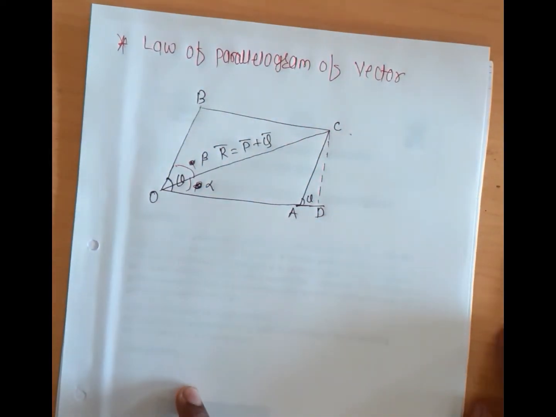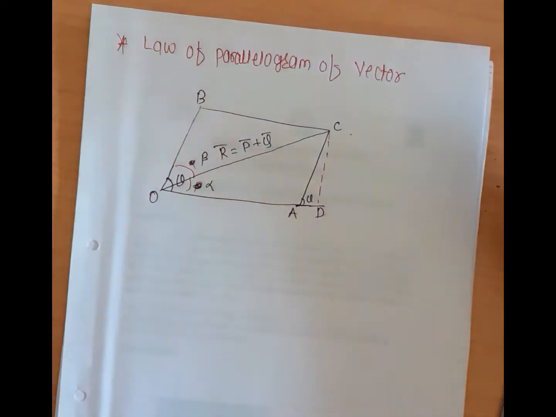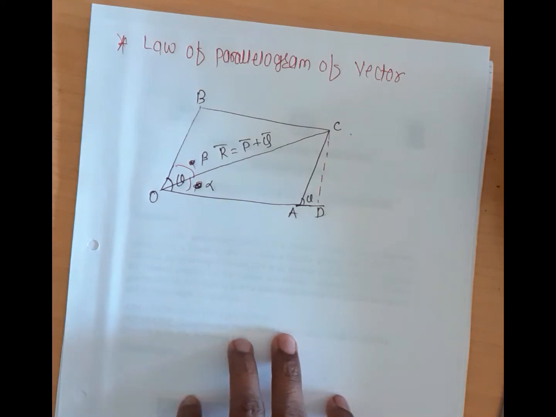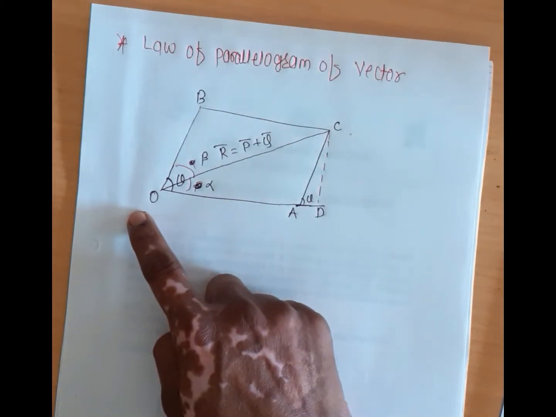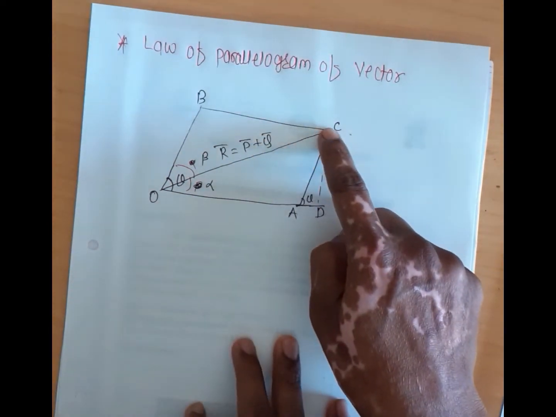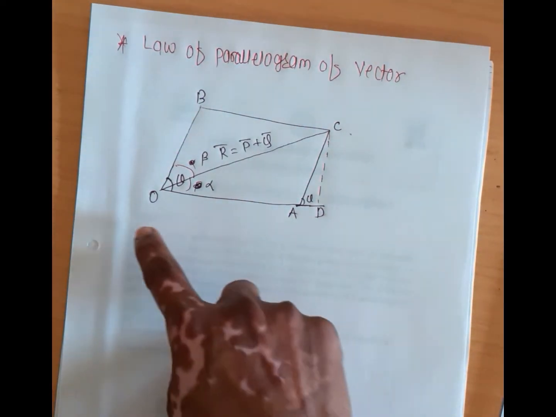Okay. So in previous lectures we already discussed the triangle law of vector addition, some vector types, and what is meant by scalar. So the law of parallelograms is basically related to the geometrical method of adding two vectors. It's called the parallelogram law of vectors because it divides the figure into two triangles.